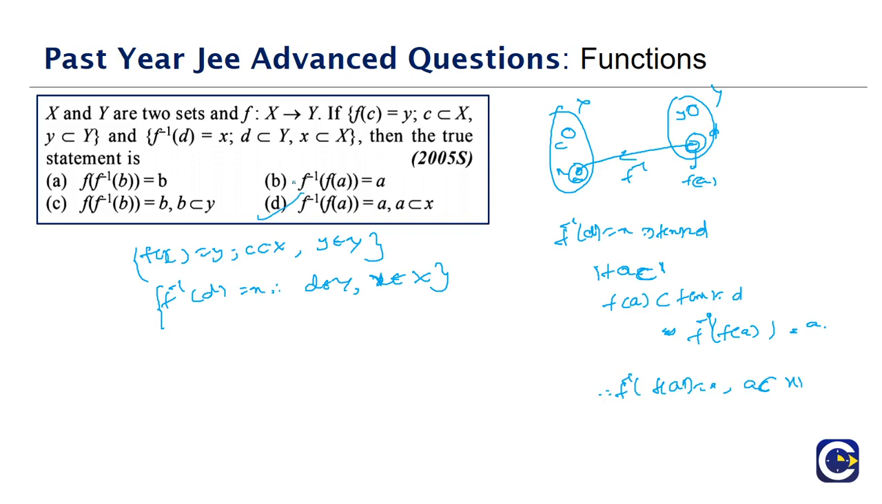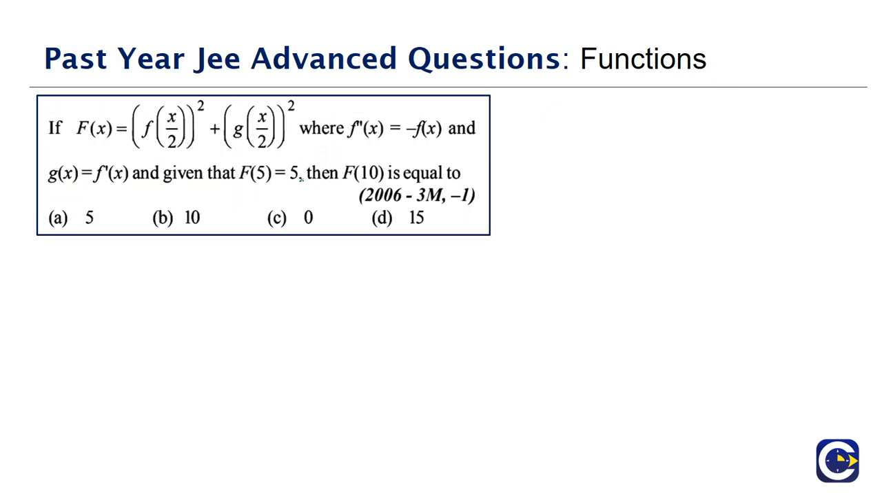Moving on to the next question. If F of x is equal to (small f of x by 2) whole square plus (g of x by 2) whole square, where f double dash of x is equal to minus f of x and g of x is equal to f dash of x, given F of pi, capital F of pi is equal to pi, then F of 10 is equal to? So F of x is equal to (small f of x by 2) whole square plus (small g of x by 2) whole square.